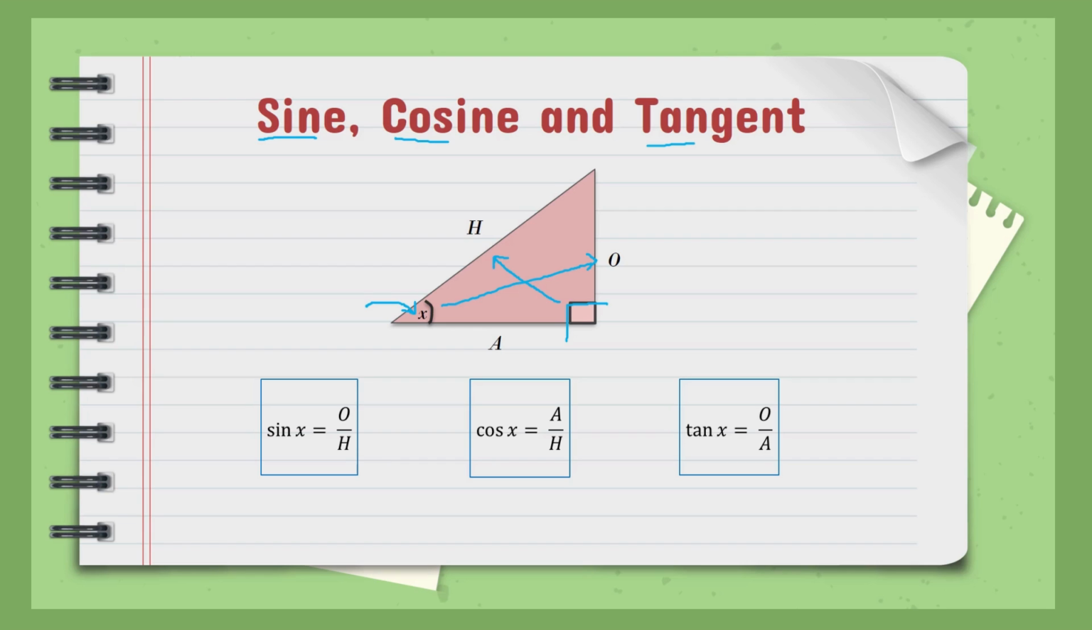If we apply sin x for this angle here, it is opposite over hypotenuse, and cos x is adjacent over hypotenuse, and tan x is equal to opposite over adjacent. You see, everything is based on this angle which we are going to work with.